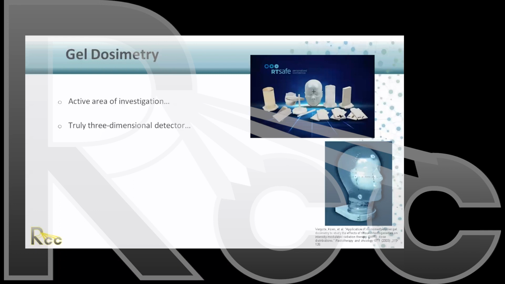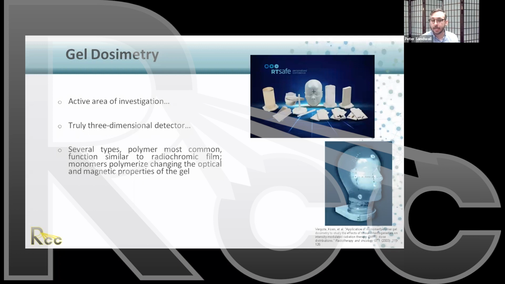It's truly a three-dimensional detector. I mean, you can create an anthropomorphic phantom. This is showing a head that's been filled with a gel, and then IMRT delivered to the head. You actually get a three-dimensional distribution of the radiation deposition. It's pretty cool. I'm mostly talking about polymers too. There's RT Safe. They provide end-to-end testing on a per-fee basis, but they use polymer gels.